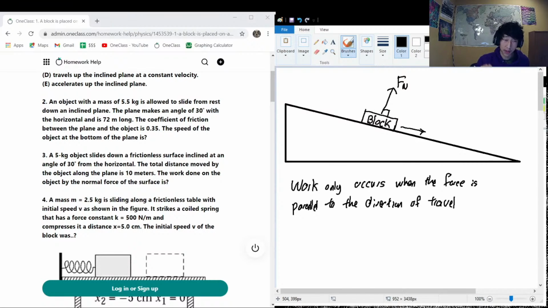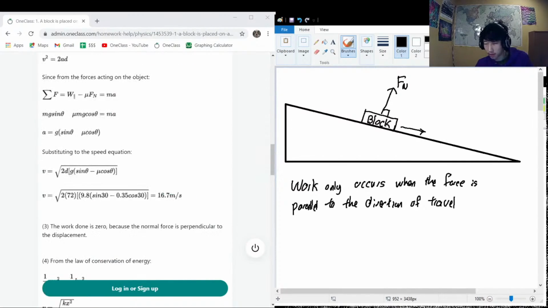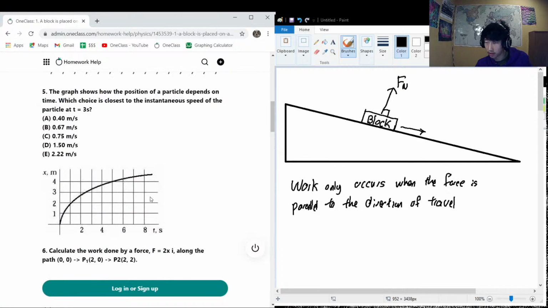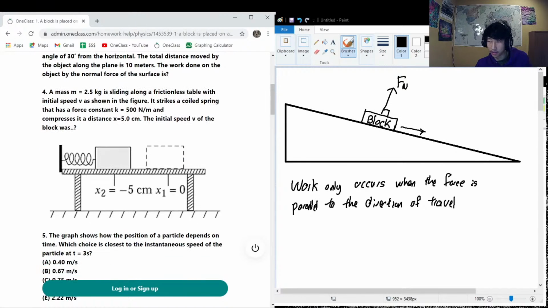There is a gravitational force, but it's not doing any work. The work done is only when the force, in the shopping cart example, your pushing of the cart, is in the same direction as the travel of the object. That's the only time work happens. So perpendicular forces do zero work. Awesome. That concludes part 3. Now part 4 is a little bit of a different situation.